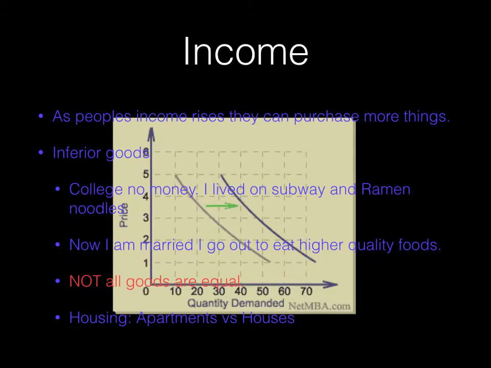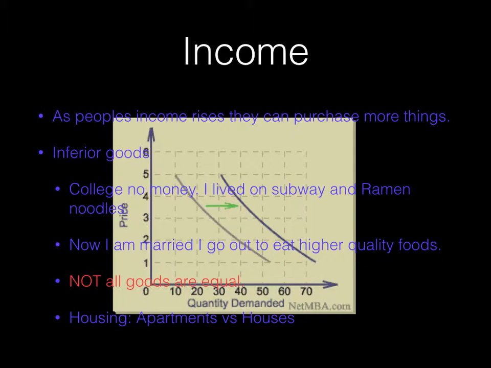So let's talk about money, right? If you get more money, you can buy more stuff, right? So, I mean, that makes absolute sense. If I have more money, I can definitely purchase more things. However, we want to talk about something called inferior goods. Not all goods are equal.